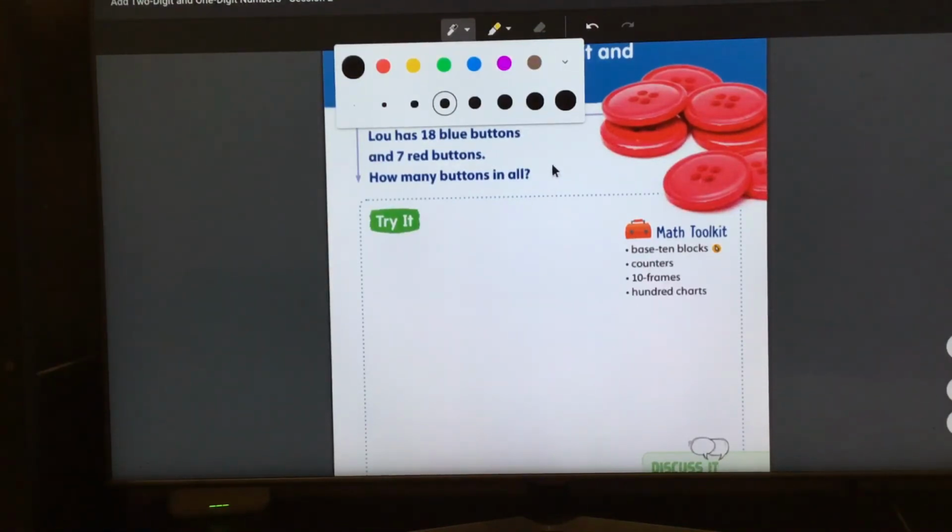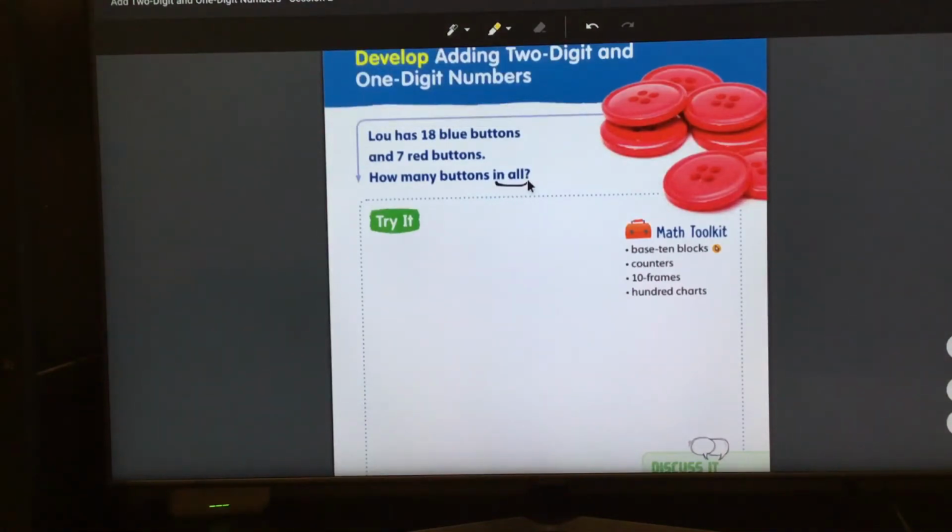Lou has 18 blue buttons and 7 red buttons. How many buttons in all? Remember, in all reminds you that you're going to be adding. Always remember that we read through this 3 times. The first time we read it, we look for some clue words. The second time we think about what we're going to do, and then the third time we begin to work through the problem. So Lou has 18 blue buttons and 7 red buttons. How many buttons in all?